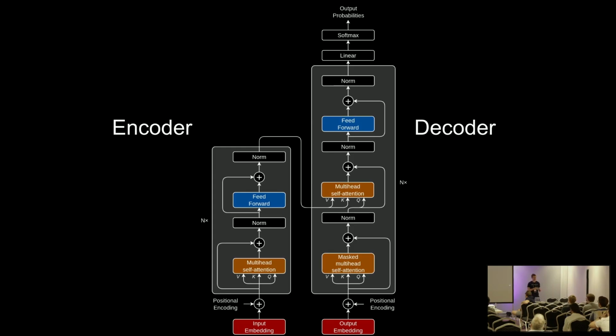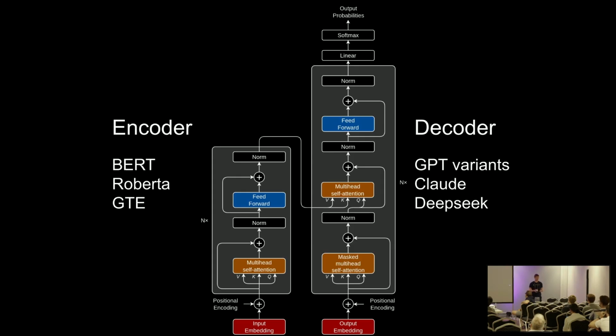So this transformer is split in an encoder and a decoder. You can generally say that both parts of this transformer have been used in different ways. So the encoder, like BERT, RoBERTa, and GTE, is used for representation learning and produces vector embeddings for items, and that's also what we need. And the decoder on the right was used by GPT variants and Claude and DeepSeek and all the generative models that you know about today.